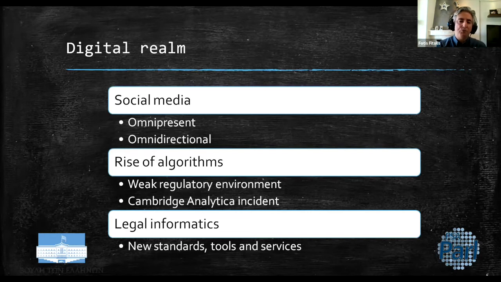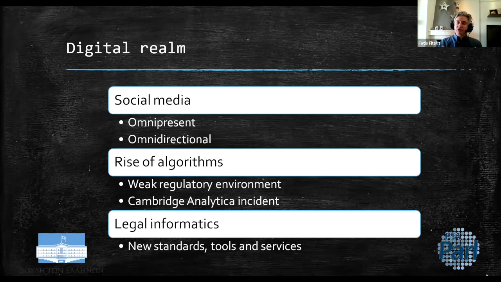Together with the rise of algorithms, one has to take into account that the regulatory environment is rather weak at the moment. The European Union, for instance, has tried to bring some regulation into the game, like the General Data Protection Regulation, but still the regulatory environment is rather weak. And then there are several incidents. I quote here the Cambridge Analytica incident that most of you should know, which made us aware that if you don't regulate the use of algorithms and the conduct on the digital platforms appropriately, then strange things might happen.